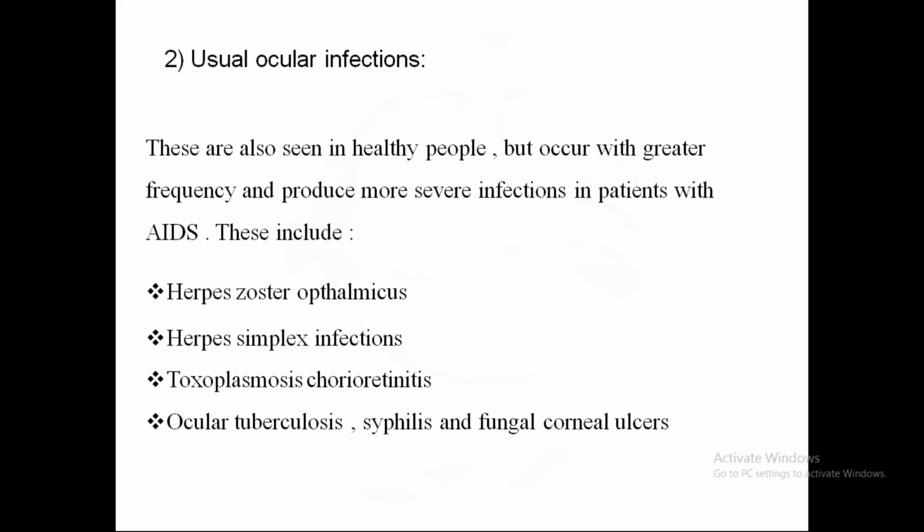So usual ocular infections, I told you, patients with HIV will usually get affected with herpes zoster ophthalmicus, herpes simplex infections, toxoplasmosis which affects the choroid and the retina, ocular tuberculosis, syphilis, and fungal corneal ulcers.